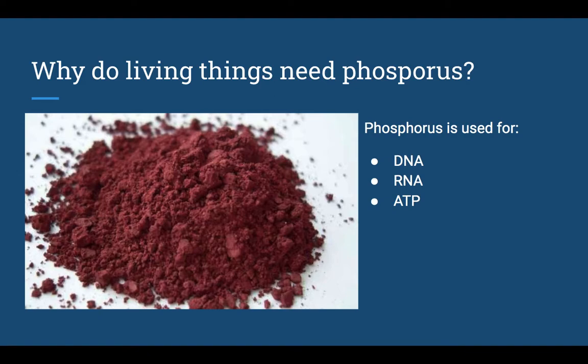So let's first start by talking about what phosphorus is and why it is so important to living things. Phosphorus is one of the main components in our DNA, our RNA, and the molecule ATP, which you hopefully remember is what we use for energy. All of these things are essential for life. Therefore, phosphorus is an essential nutrient for life, and the amount of phosphorus in an ecosystem is one of the things that determines how many organisms can be supported.